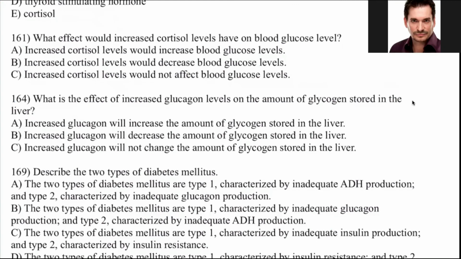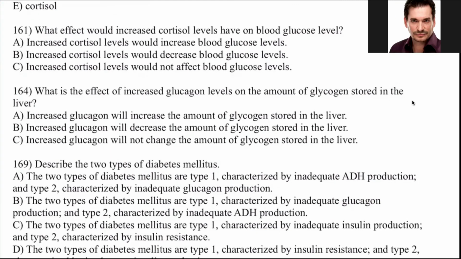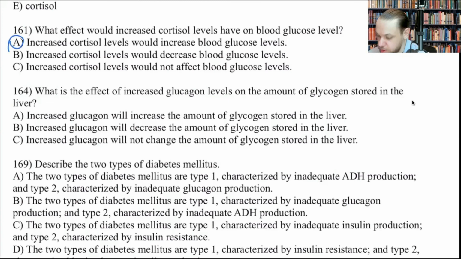161, we're back to Ian. What effect would increased cortisol levels have on blood glucose level? I put A, increased cortisol levels will increase blood glucose. Yeah, very good. Cortisol is our counter-regulatory hormone, which I drew out. So yes, it will work to increase blood glucose level in a setting where you have, let's say, maybe no insulin, and you did not take any insulin.